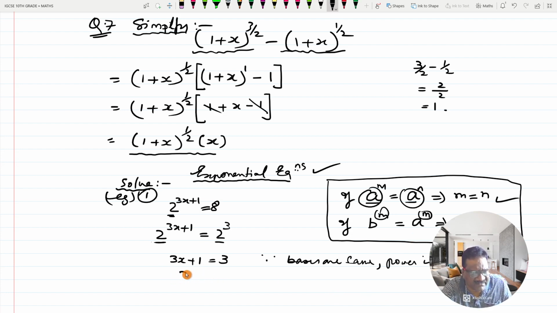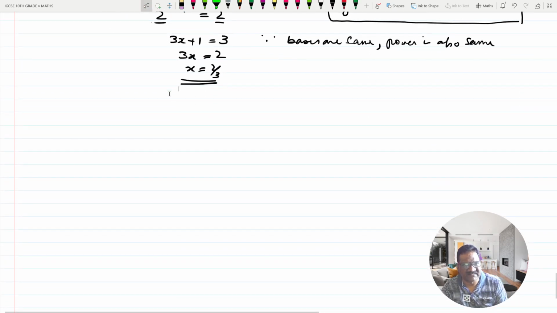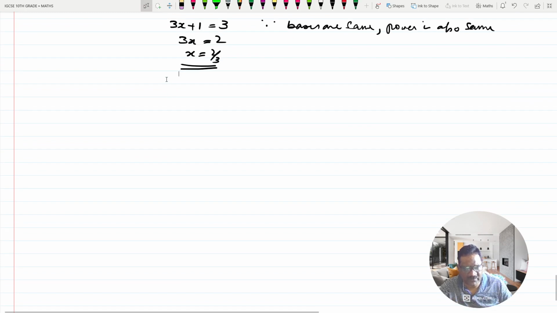Now from here it is very obvious, 3x will be equal to 2 and x will be equal to 2 by 3. So we got the answer for x. So what is the value of x? It is 2 by 3. Okay, that was a very simple straightforward example. Let us do a few more examples before coming to the exercise number 3.2 of this particular chapter.